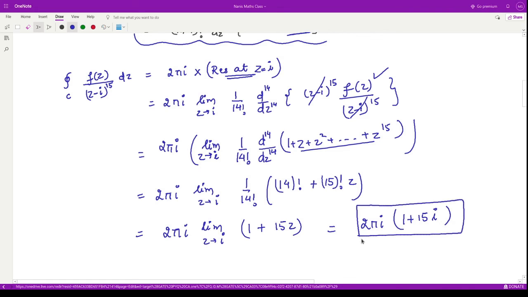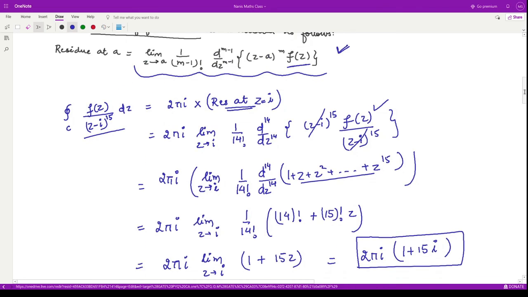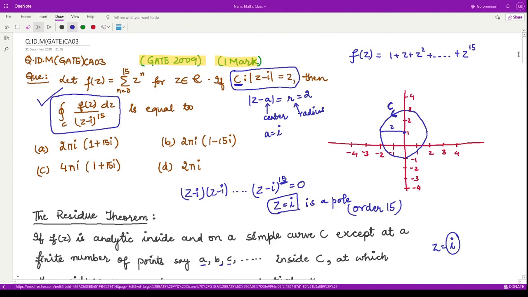So the integration of the corresponding function comes out to be 2 pi iota multiplied by 1 plus 15 iota. So that is our answer. Accordingly, option A comes out to be the correct option.